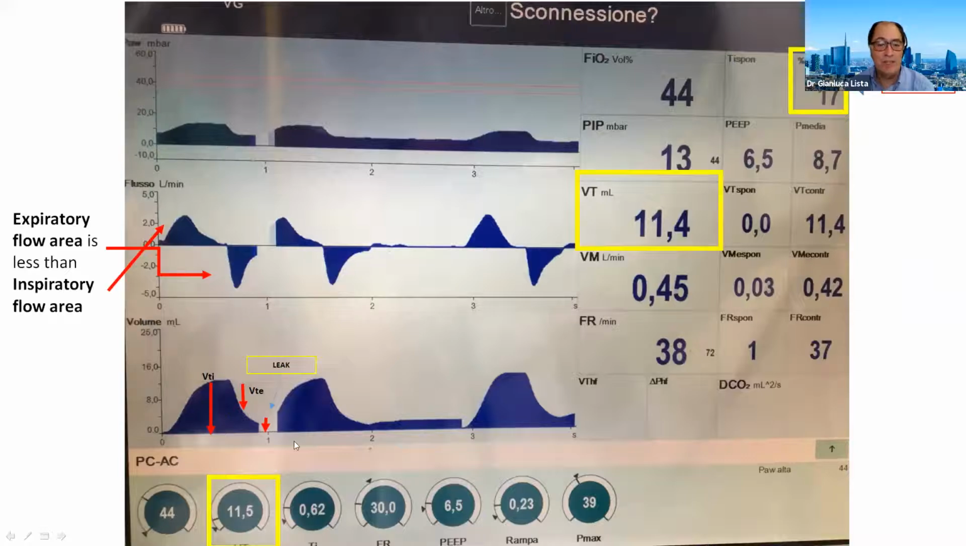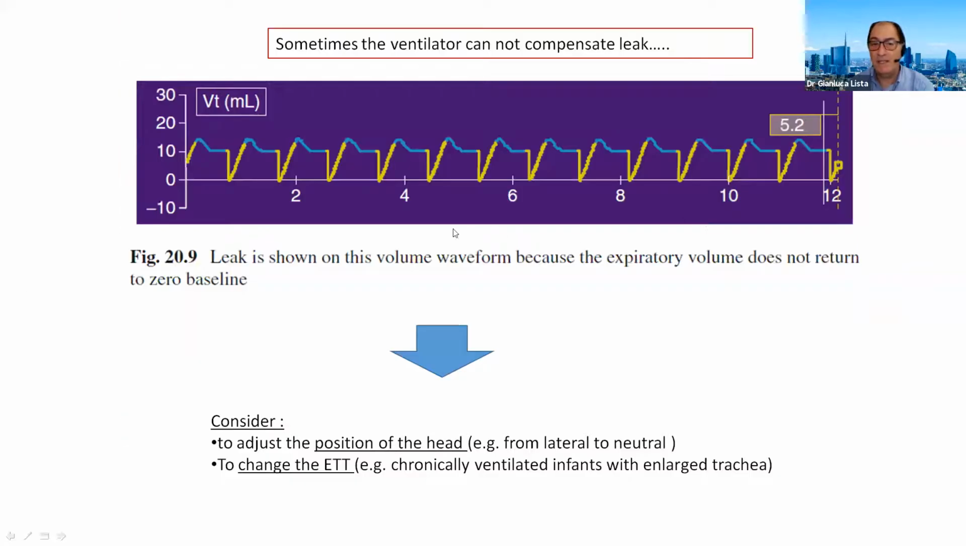But as you can see, the tidal volume that you set is maintained by the ventilator by a compensation. Sometimes the ventilator is unable to compensate the leak because the leak is too much higher. So what can we do in order to try to reduce or to avoid this problem?